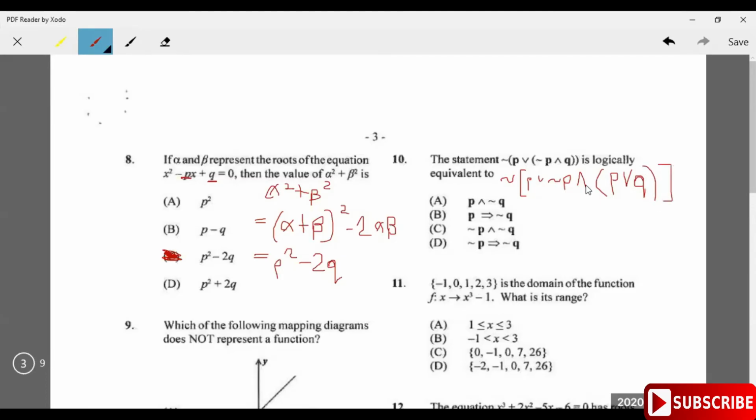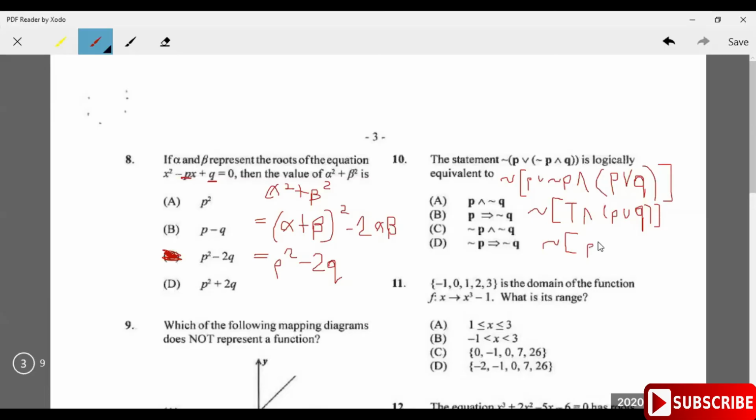Now look at this. P or not P. Think of P as a statement: I am hungry. Not P is the statement: I am not hungry. So it's either I am hungry or I am not hungry. So P or not P is always true. So that's a tautology. So that becomes a negation of true and P or Q.